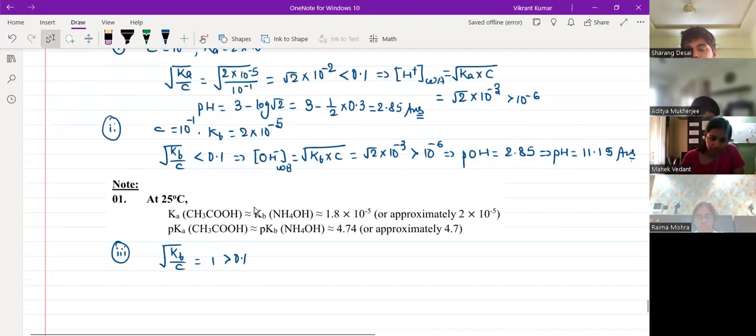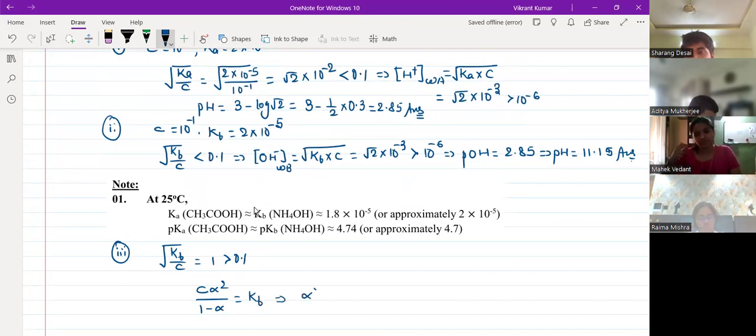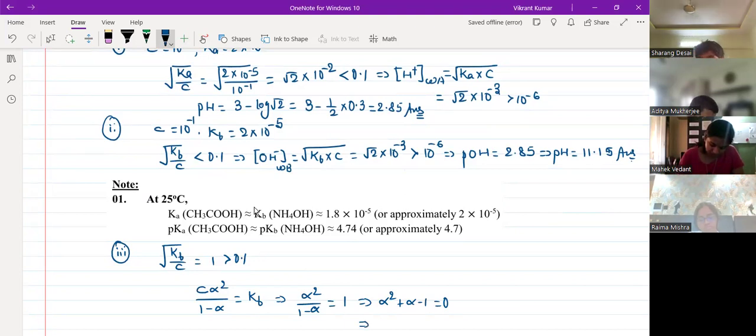We need to solve that equation C alpha square by 1 minus alpha is equal to Kb. And in that case, we are getting alpha square by 1 minus alpha is coming 1. And that's why we are saying this is giving you an equation, and that we have to solve for alpha, and then C alpha will become OH minus, है ना. We are writing alpha in this case as minus 1 plus under root of 1 plus 4 by 2.